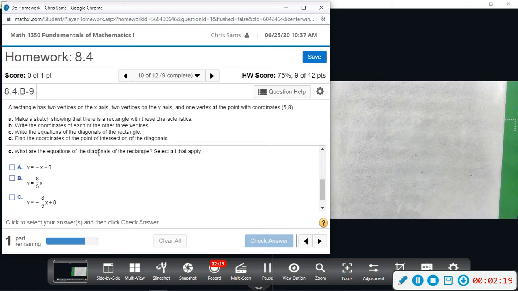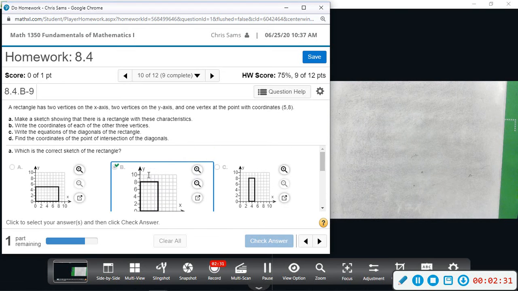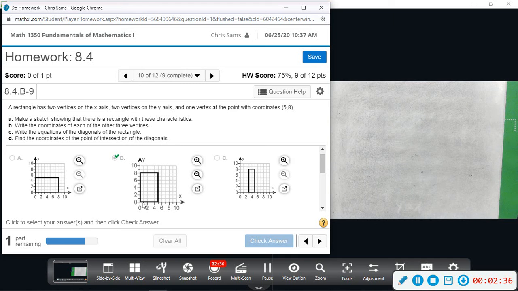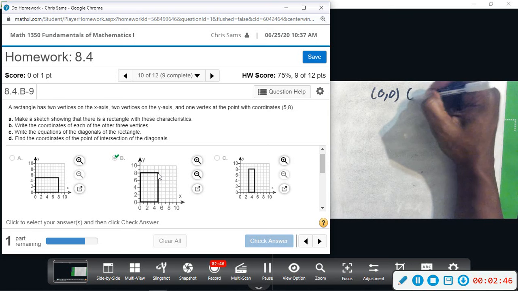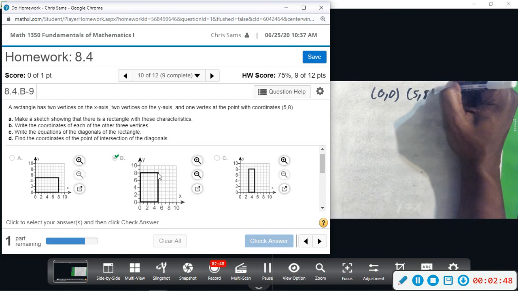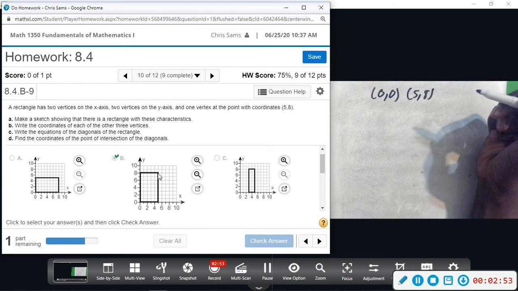Alright, so what are the equations of the diagonals? Okay, so they give you some options here. So what we're going to do is start here. My slope, or my intercept is 0 for this first point. So we got a point 0, 0, and we have this point 5, 8. So we're going to find the slope of these 2 points, 0, 0 and 5, 8. This is one of them, and then we'll find the other one because we don't know which diagonal they want first.